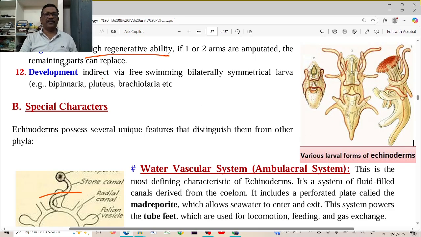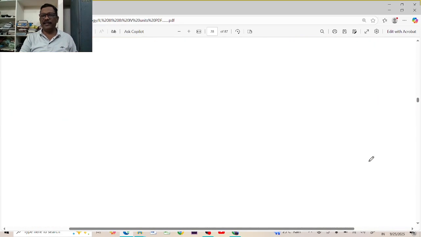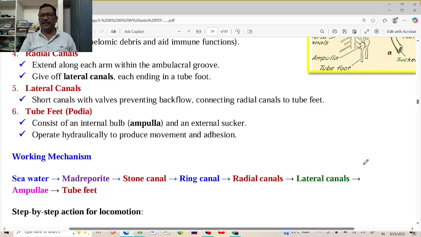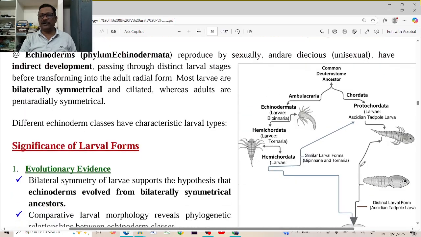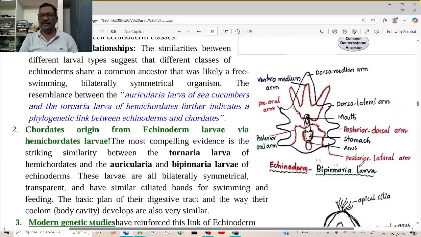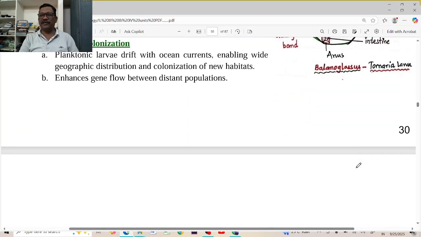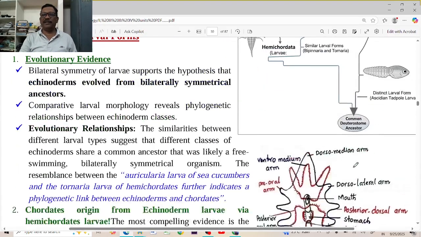Development. This development is a very interesting and important thing in the echinodermata. The larvae are brachiolaria, bipinnaria, auricularia, and so many types of larvae are there. We have discussed the larvae. These larvae have a lot of importance because they resemble some of the chordate characters and hemichordate characters. These are the larvae: bipinnaria, tornaria, brachiolaria, and echinopluteus. There are different larvae.